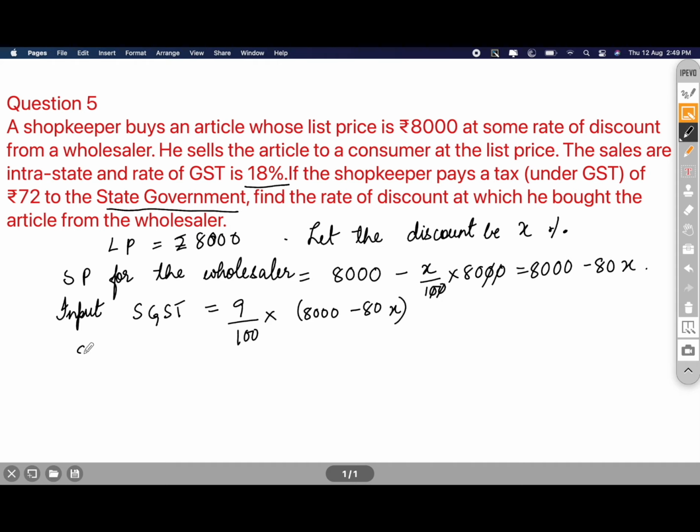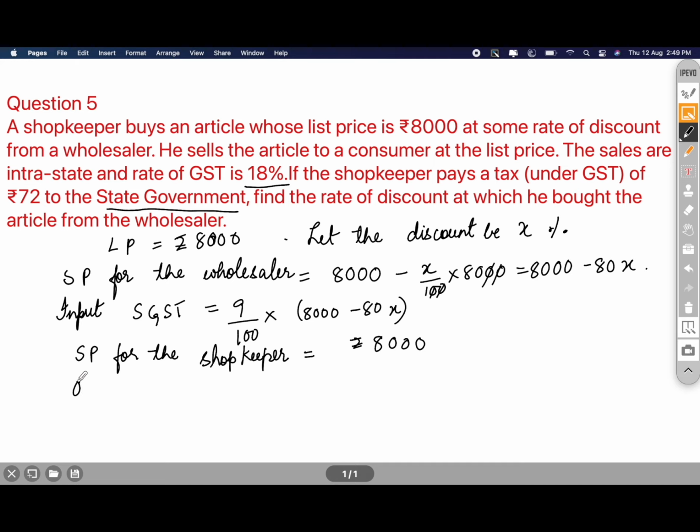Now selling price for the shopkeeper. So we are finding the selling price for the shopkeeper so that we can calculate the output SGST. So selling price for the shopkeeper equals rupees 8,000, because it is said that he sells the article to a consumer at the list price. So selling price is 8,000.